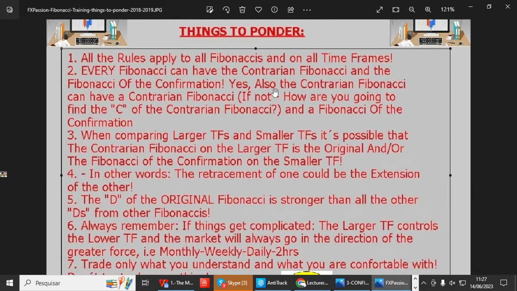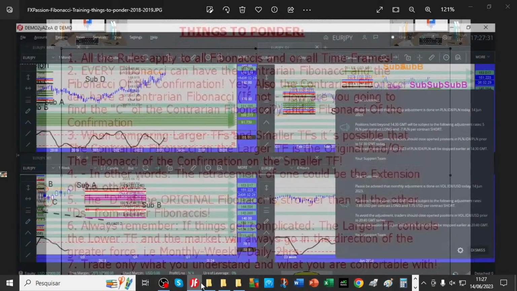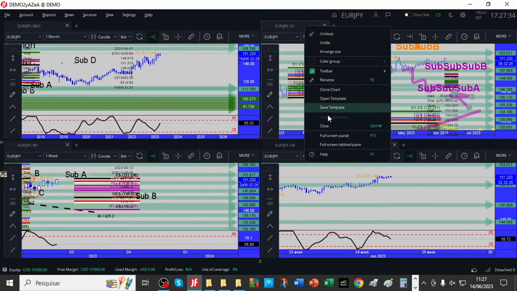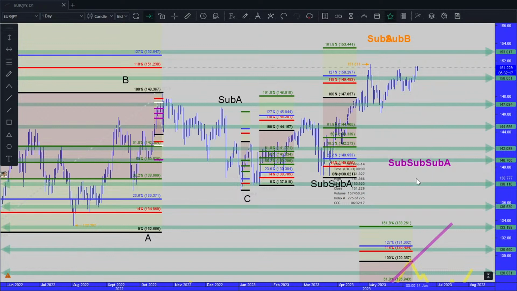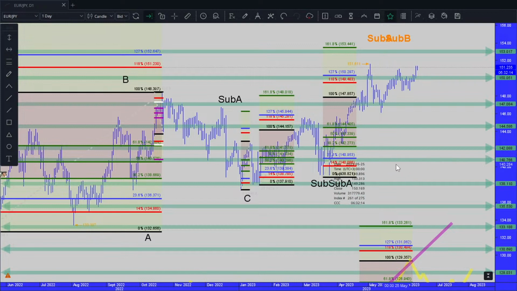Yes, also the contrarian Fibonacci can have a contrarian Fibonacci. If not, how are you going to find the C of the contrarian Fibonacci? And yes, also the contrarian Fibonacci can have a Fibonacci of the confirmation. Wow, right? Congratulations, thank you very much for the great question, and nice to see everybody. This is how we learn, asking questions. Alright, any other questions so far? If not, we're going to move and try to find some trades with the confirmation.